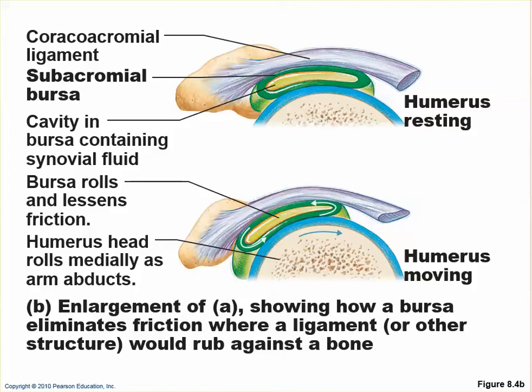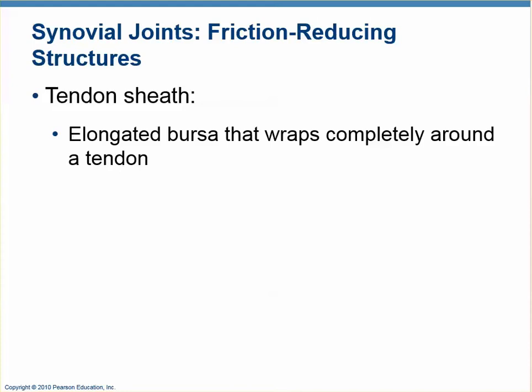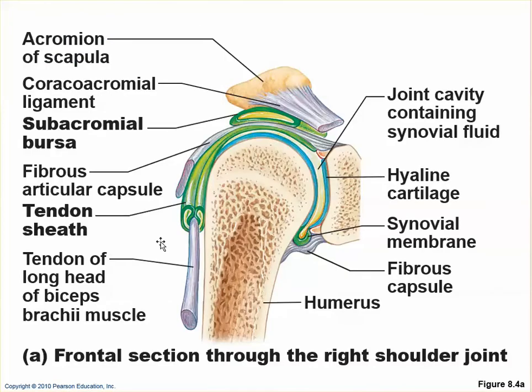Now, something very similar to a bursa is called a tendon sheath. A tendon sheath is kind of like a bursa that wraps around a tendon, like a hot dog bun wraps around a hot dog. It allows for the movement of the tendon through a tight spot with very little friction, and it ends up looking like this. This is a tendon sheath here.